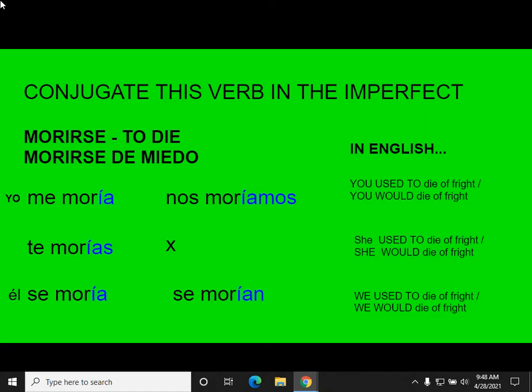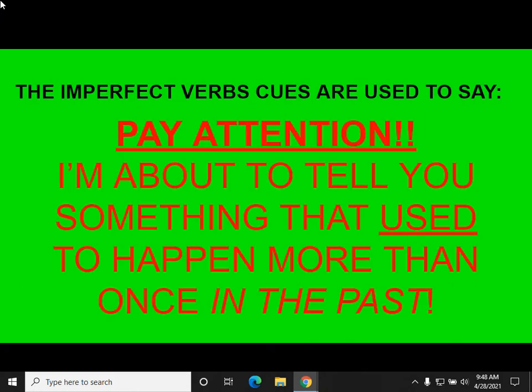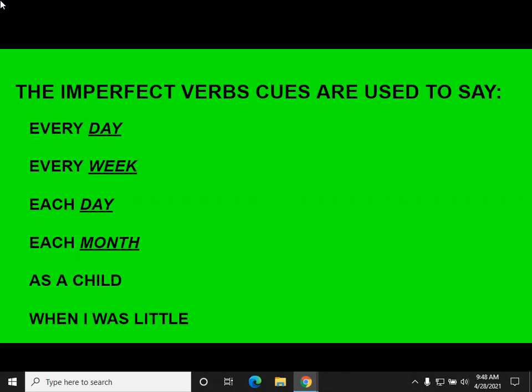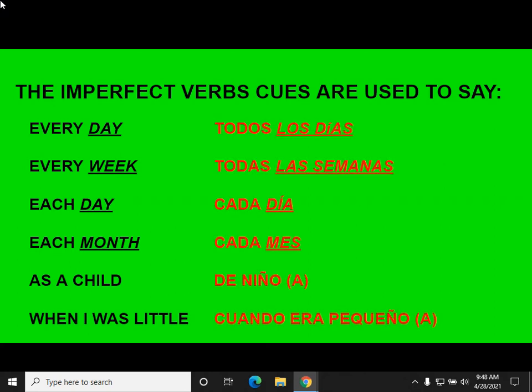So let's talk about the next part of using a verb in the past tense. In the preterite, we had verb cues like ayer or anteayer, okay? We're going to have a different set of verb cues for the imperfect. It says, pay attention. I'm about to tell you something that used to happen more than once in the past, okay? So when we see one of these verb cues, we know it's going to be in the imperfect. So the first one right here, it says every day. Okay, that'd be todos los días, accent on the I. Every week, todas las semanas.